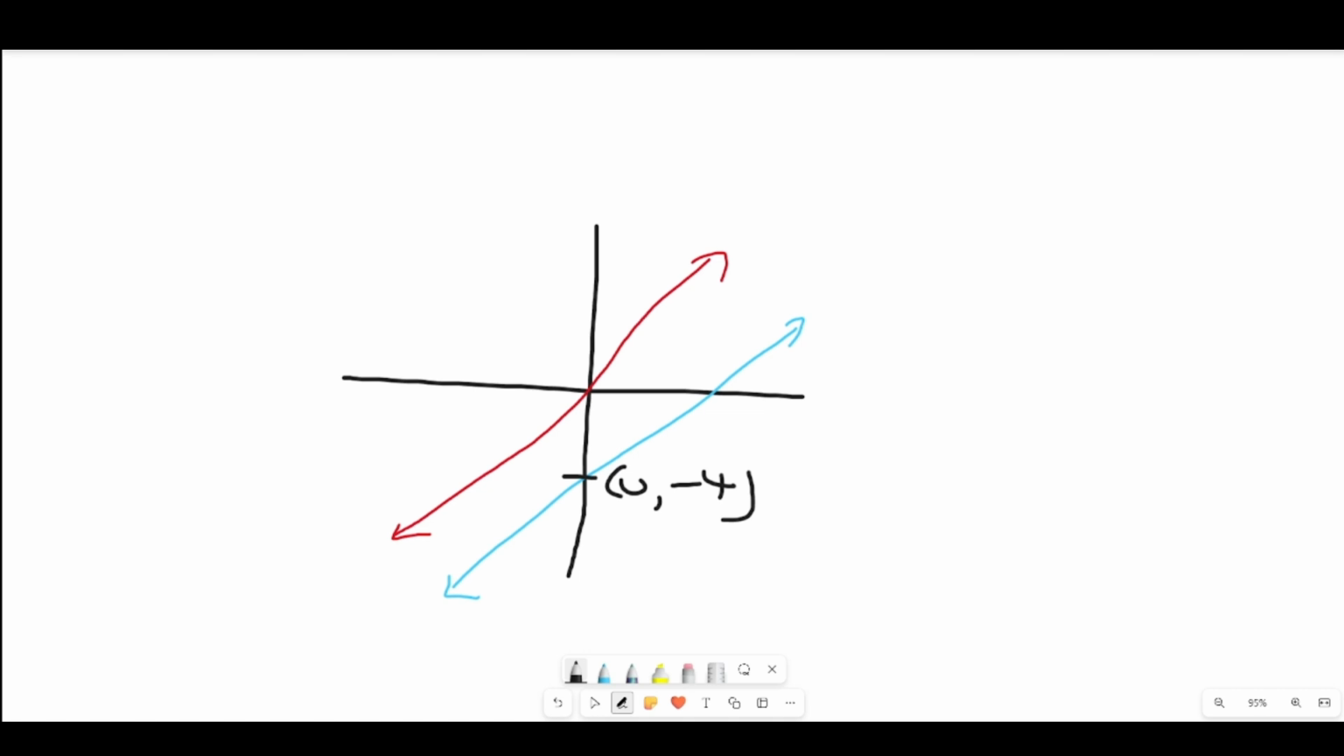This would be a transformation. This would just be a translation. No transformations yet. We're starting it simple. This would be a translation of 4 units down.